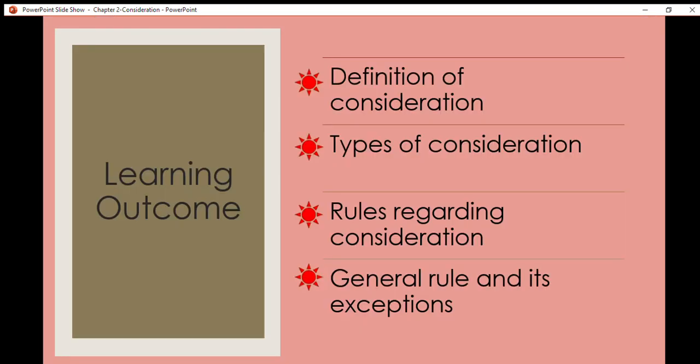So these are the learning outcomes for today's lecture. First, we will start with the definition of consideration according to the Contracts Act 1950, followed by the 3 types of consideration, 5 rules regarding consideration, and last but not least, the vital part in consideration itself, the general rule and its exception.